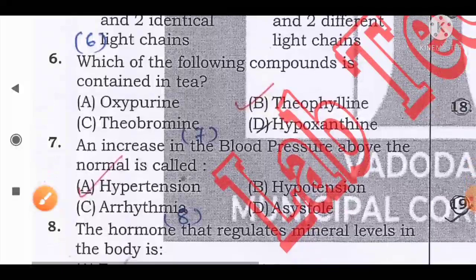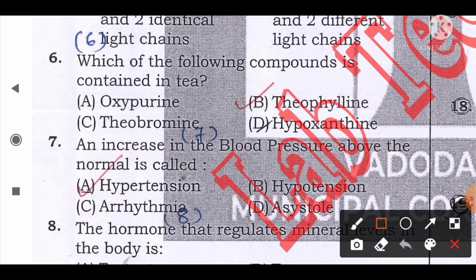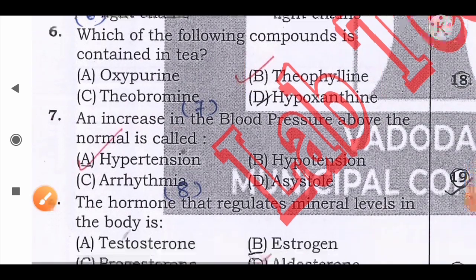Move to the next question, number 6. Which of the following compounds is contained in a tea? Option A, oxypurine. B, theophylline. C, theobromine. D, hypoxanthine. And the correct answer for this question is, it contains theophylline. So B, theophylline is the correct answer, that is present in the tea. So option B is the correct answer for this question.